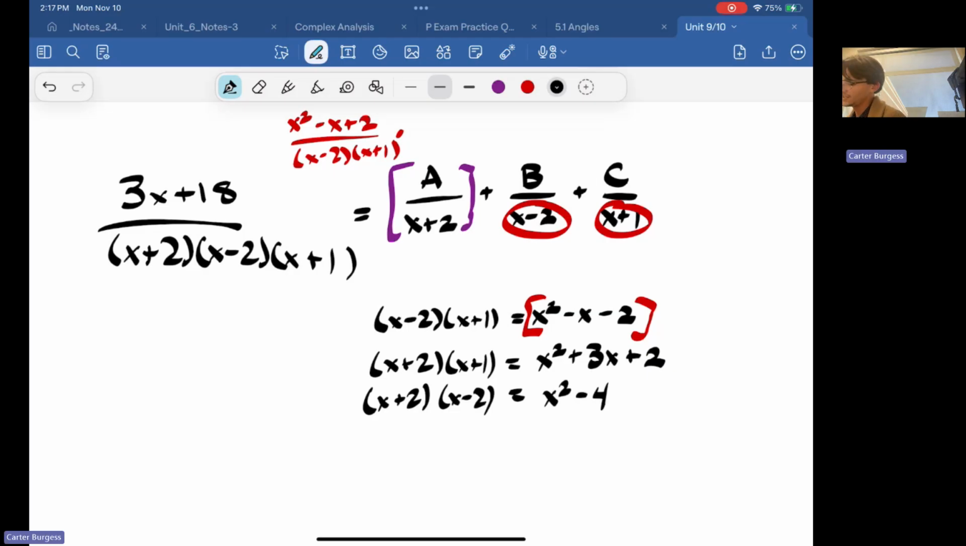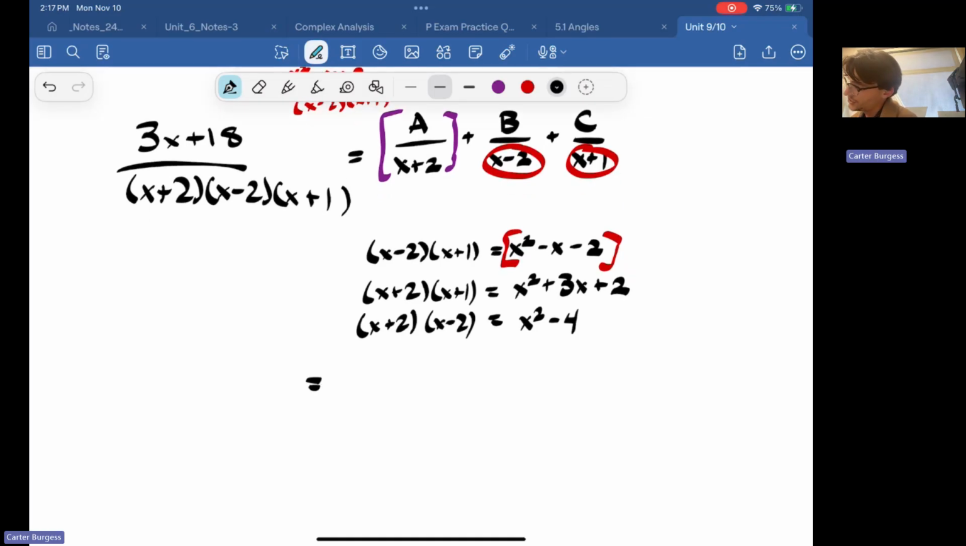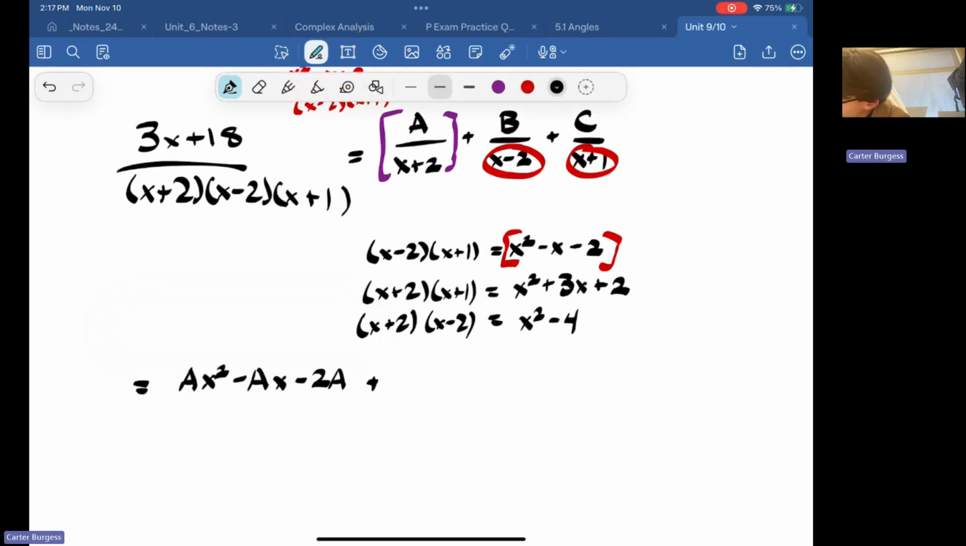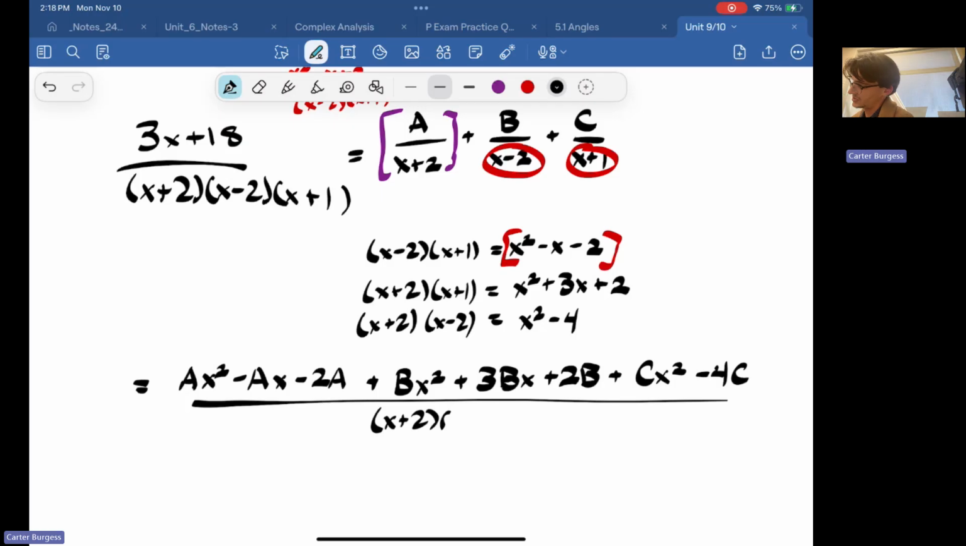x squared minus 4. And so multiplying all of these out, I get that this should be equal to ax squared minus ax minus 2a, plus bx squared plus 3bx plus 2b, plus cx squared minus 4c, all divided by this x plus 2 times x minus 2 times x plus 1. I'm going to give myself a little bit more room here, actually.